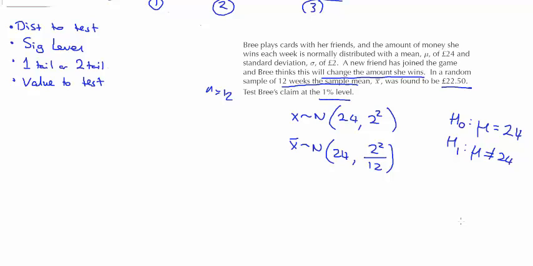And then you're testing at the 1%. But because this is a two-tail, you're actually testing at the 0.5%. Does that make sense?